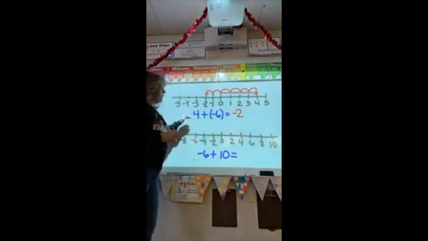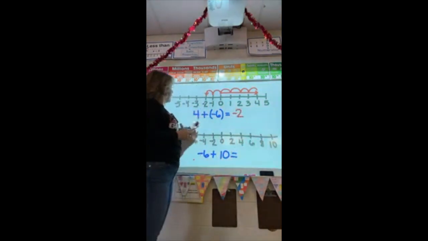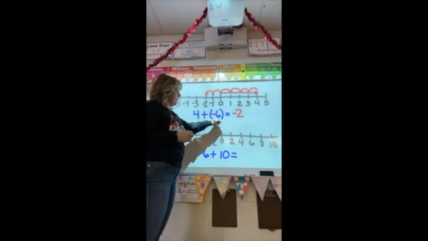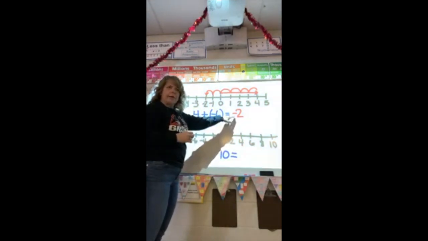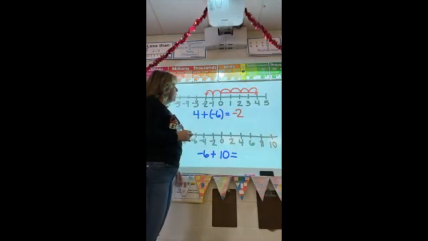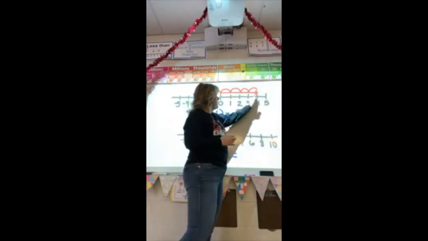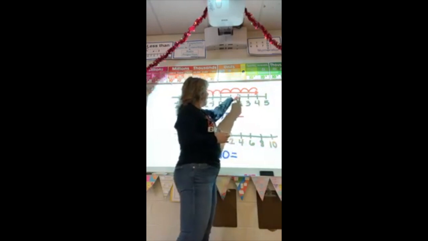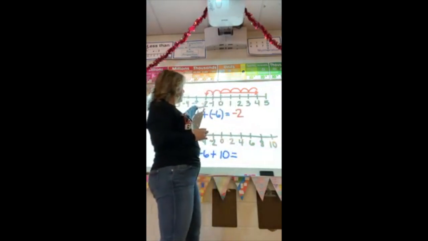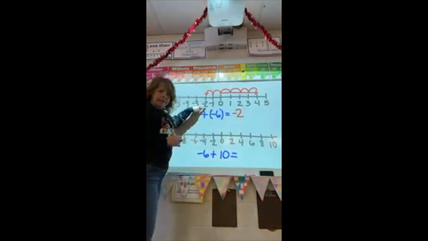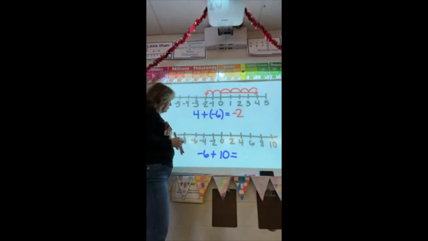So let's think about it if it were money. If we have $4 and we spend $6, we now are negative 2. We had to borrow $2. On the number line, we went 4 in the positive direction, came back 6 in the negative direction, and ended up at negative 2. Let's try another one.